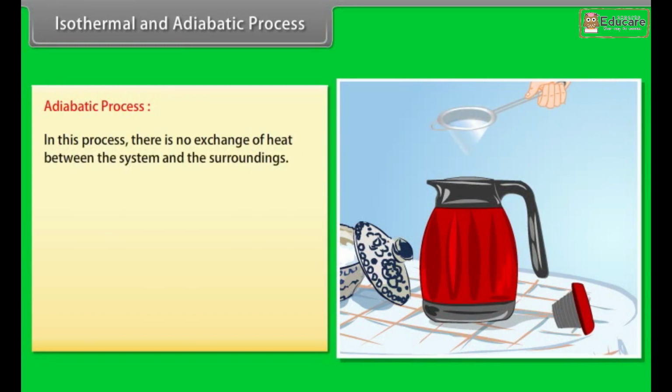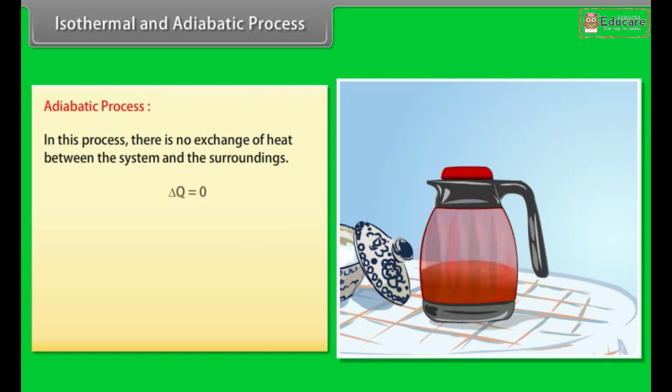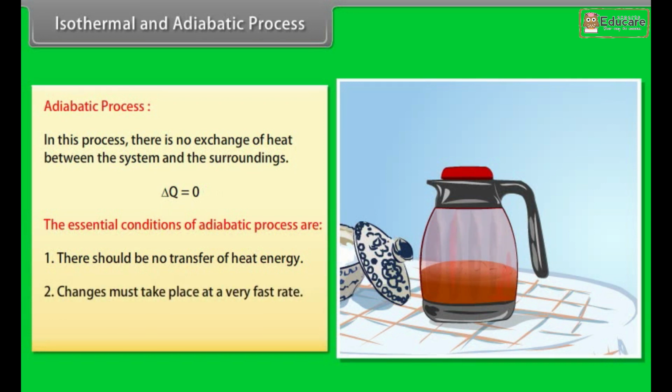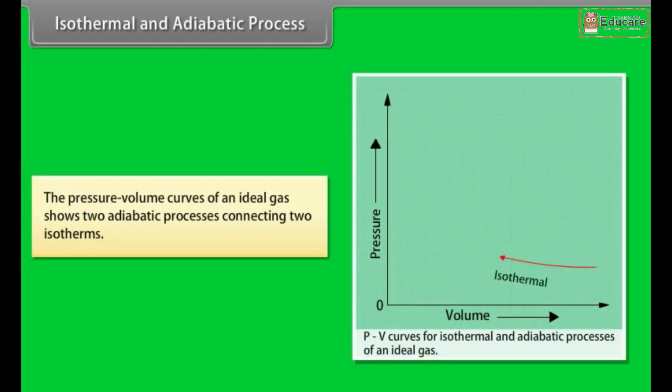Adiabatic process. In this process, there is no exchange of heat between the system and the surroundings. Delta Q is equal to 0. The essential conditions of adiabatic process are: there should be no transfer of heat energy, changes must take place at very fast rate, and specific heat is 0. The pressure volume curves of an ideal gas show two adiabatic processes connecting two isotherms.